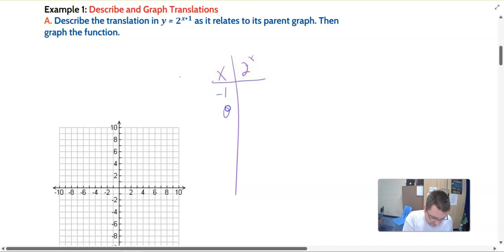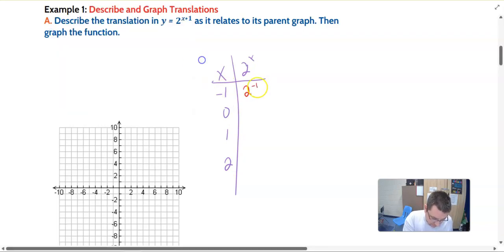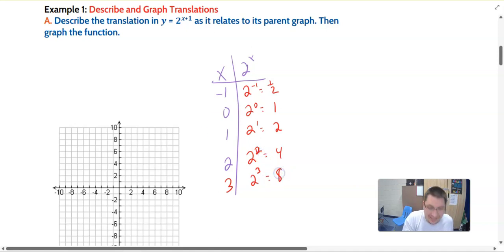If I use negative 1, 0, 1, and 2, we're going to find those values. 2 to the negative first, remember, is going to take it and find its reciprocal, so 1/2. 2 to the 0 would be 1. 2 to the first is 2. And 2 squared is 4. Let's take it one more step. Let's go to 3. 2 to the third is 8.